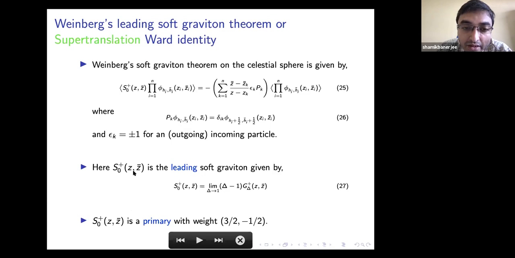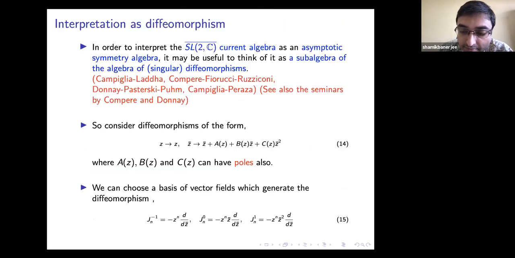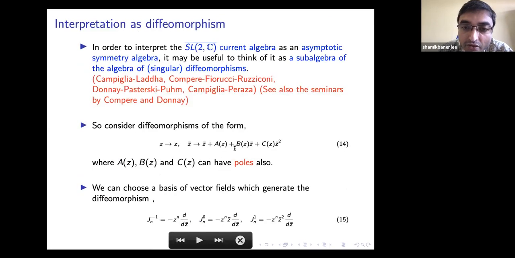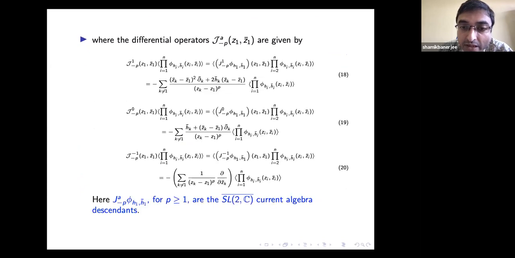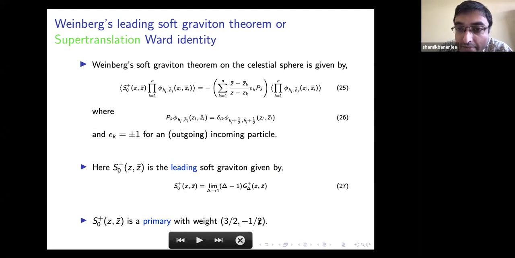Now this S plus naught ZZ bar, that's the leading conformally soft graviton, and that is given by this. It is just like this expression, but now delta actually goes to 1, so that's the leading conformally soft graviton which you have, and it is also a primary with weight 3/2 and minus 1/2.